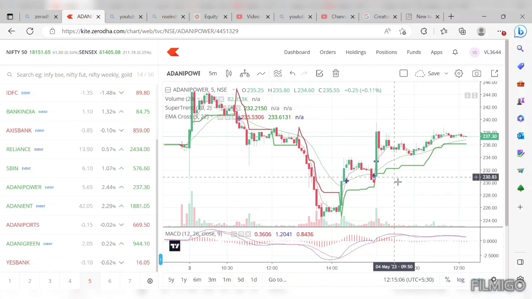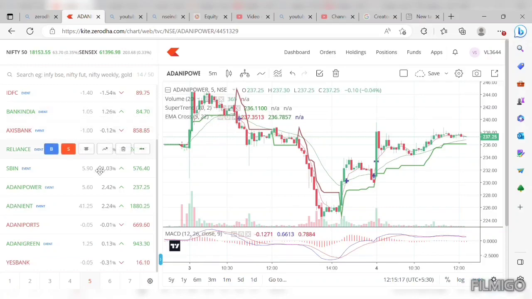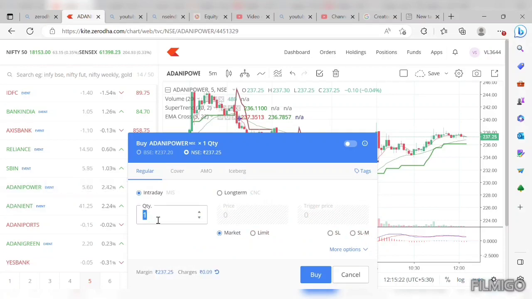So I will keep this stop loss at 230, because from this line bears recently came into the picture. So this 230 will be my stop loss. So let's buy Adani Power. Simply, as an example, 10 shares.